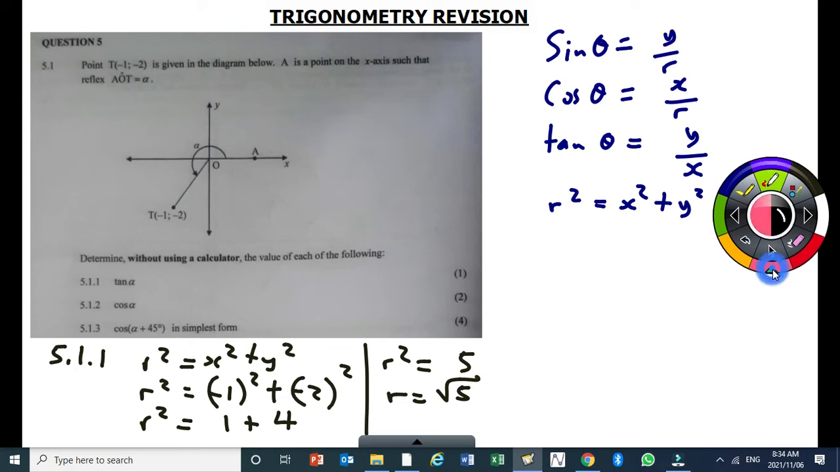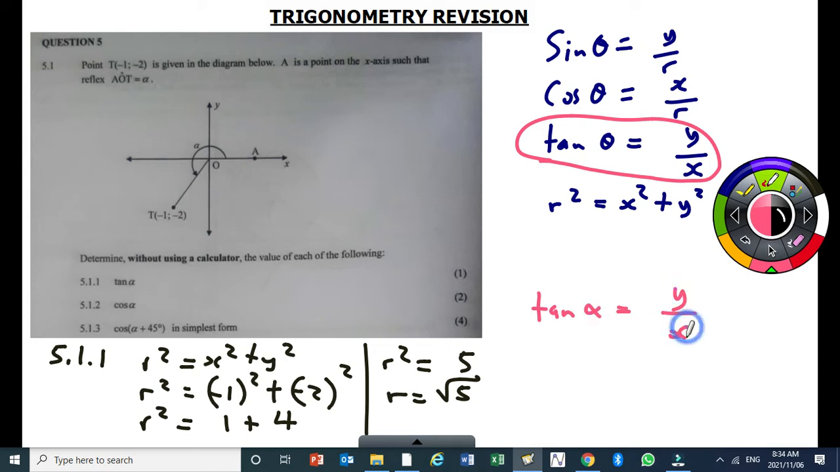Now we know that tan is given by that formula. So tan alpha is going to be equal to y over x. And here, our y is -2, x is -1. So the answer will be +2. Also, you know that in the third quadrant, tan is positive. Therefore, the ratio for tan alpha has to be a positive answer. So knowing your quadrants is very important. Knowing your formulae is very important. So this is the answer for tan alpha.